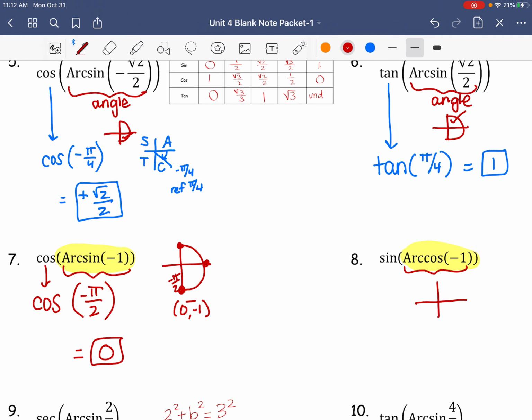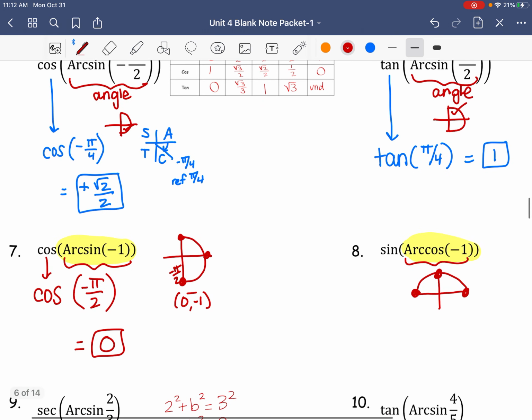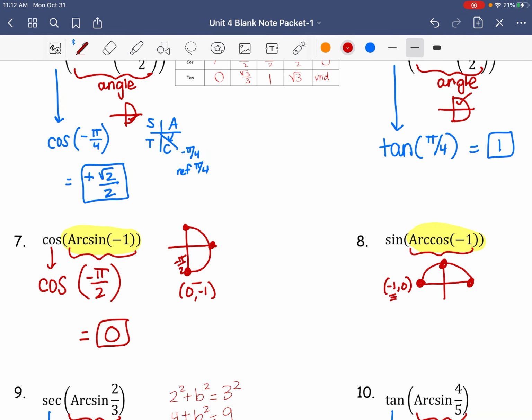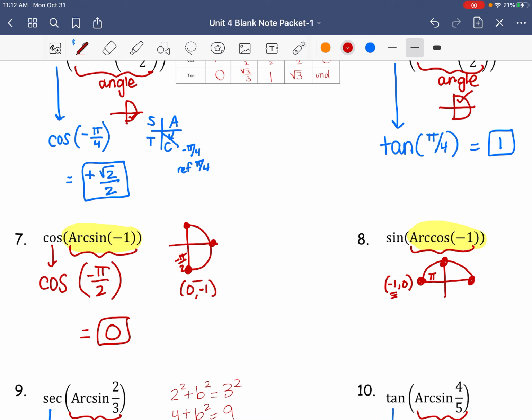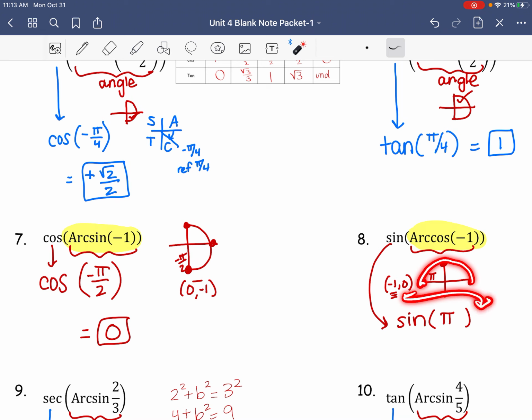Arc cosine. So inverse cosine. I'm stuck between quadrant 1 and quadrant 2. It's a special case, so I'm going to be on the axis. I want to know where the x-coordinate, because cosine is x, is -1. And it's right here. And the angle that goes around to there is pi. So I'm going to rewrite the outside as sine. And I'm going to replace that highlighted stuff with just pi. And then I have to evaluate the sine of pi. So pi is over here. Sine is my y-coordinate. My answer is going to be 0.